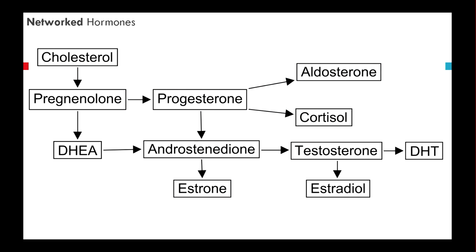So what about networked hormones? You have here cholesterol, produces pregnenolone, produces progesterone, produces aldosterone, cortisol, DHEA, testosterone, estradiol, and DHT. The joke that I like to put forth to cardiologists is that, you know, we invented statins 40 years ago, and 20 years later we had to invent Viagra because we just totally lowered everyone else's testosterone.